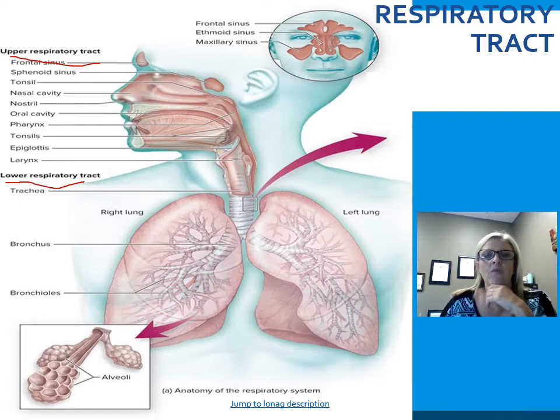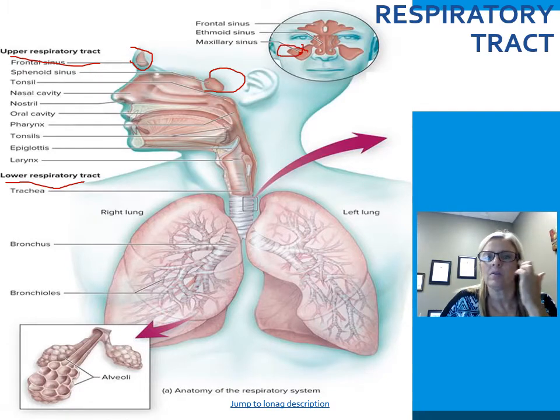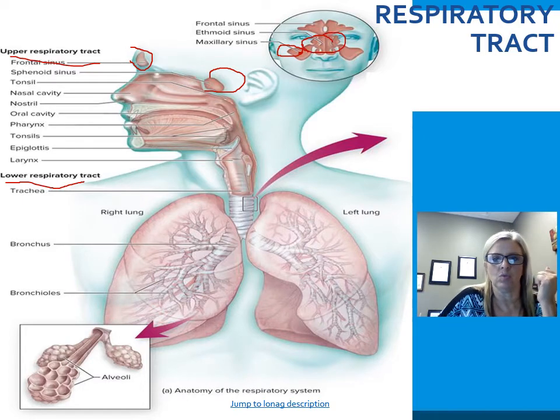We've also got our four pairs of sinuses. We've got the frontal sinus, which you're probably familiar with. And then here's the sphenoidal sinus. You've got the maxillary one, which is right here. You're probably not as familiar with these. And then you've got the ethmoid right here as well. So those are some important areas for sinuses.